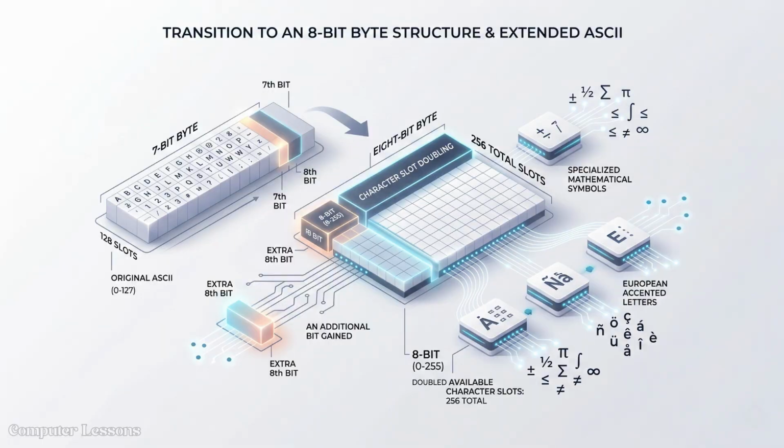As hardware moved to an 8-bit byte structure, manufacturers gained an additional bit for character representation. This extra bit doubled the available character slots to 256. Various companies created proprietary extended ASCII sets to include specialized mathematical symbols and European accented letters.